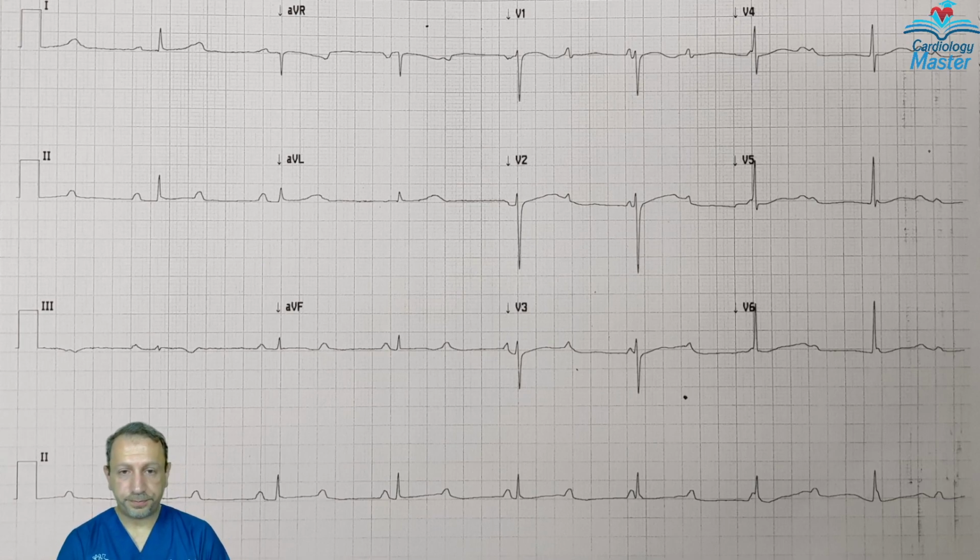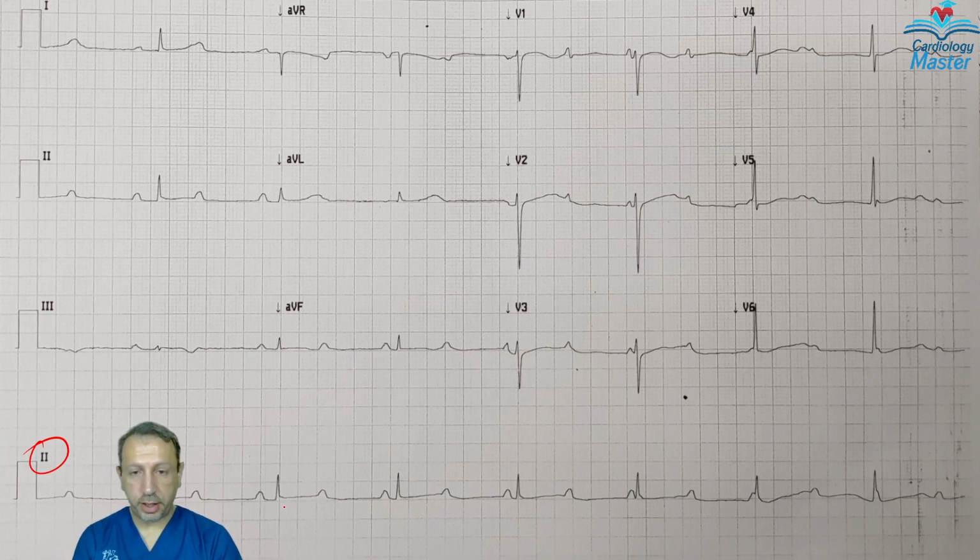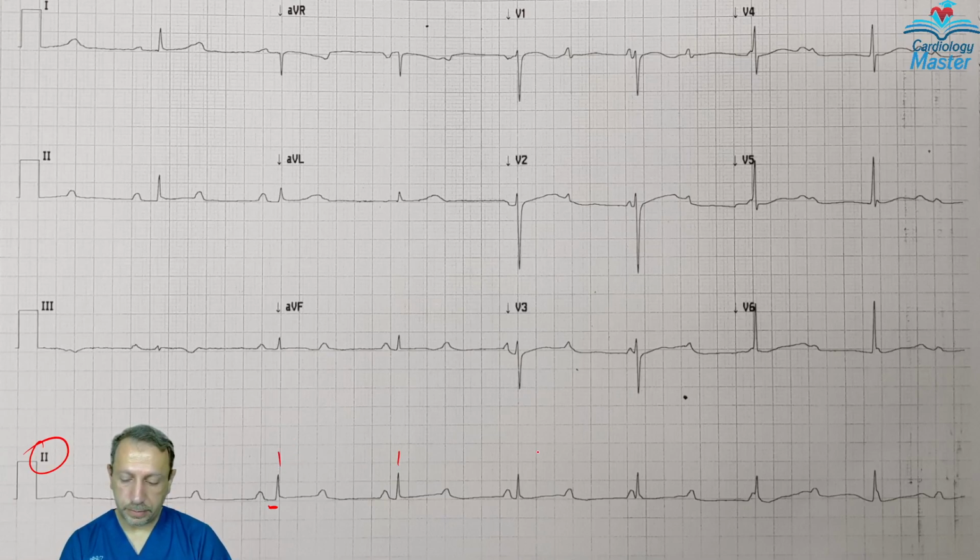You can see here, let's look at lead 2. Let's look at the QRS complexes. The QRS complexes, they are constant. 1, 2, 3, 4, 5, 6.5. Between each QRS complex, they are constant. So the RR interval is constant. If you want, count 1, 2, 3, 4, 5, 6.5, and this is 6.5 large squares. So the RR interval is constant.